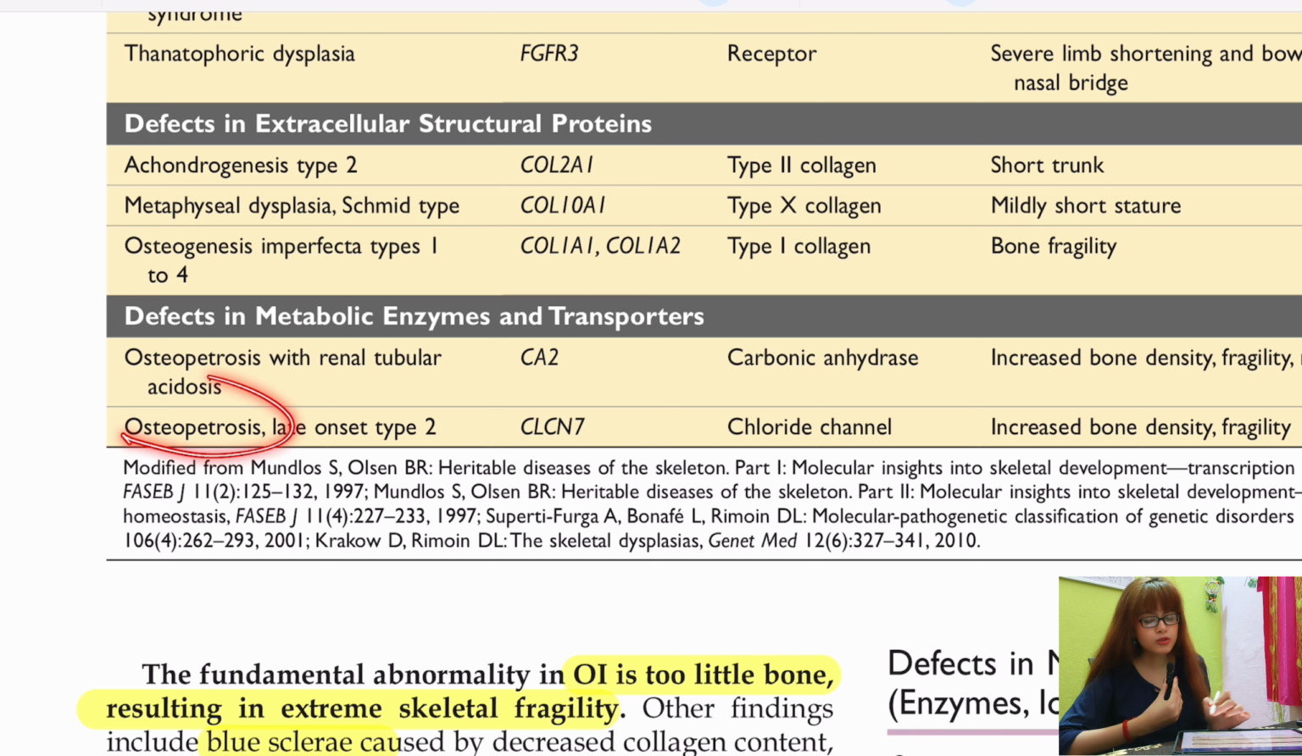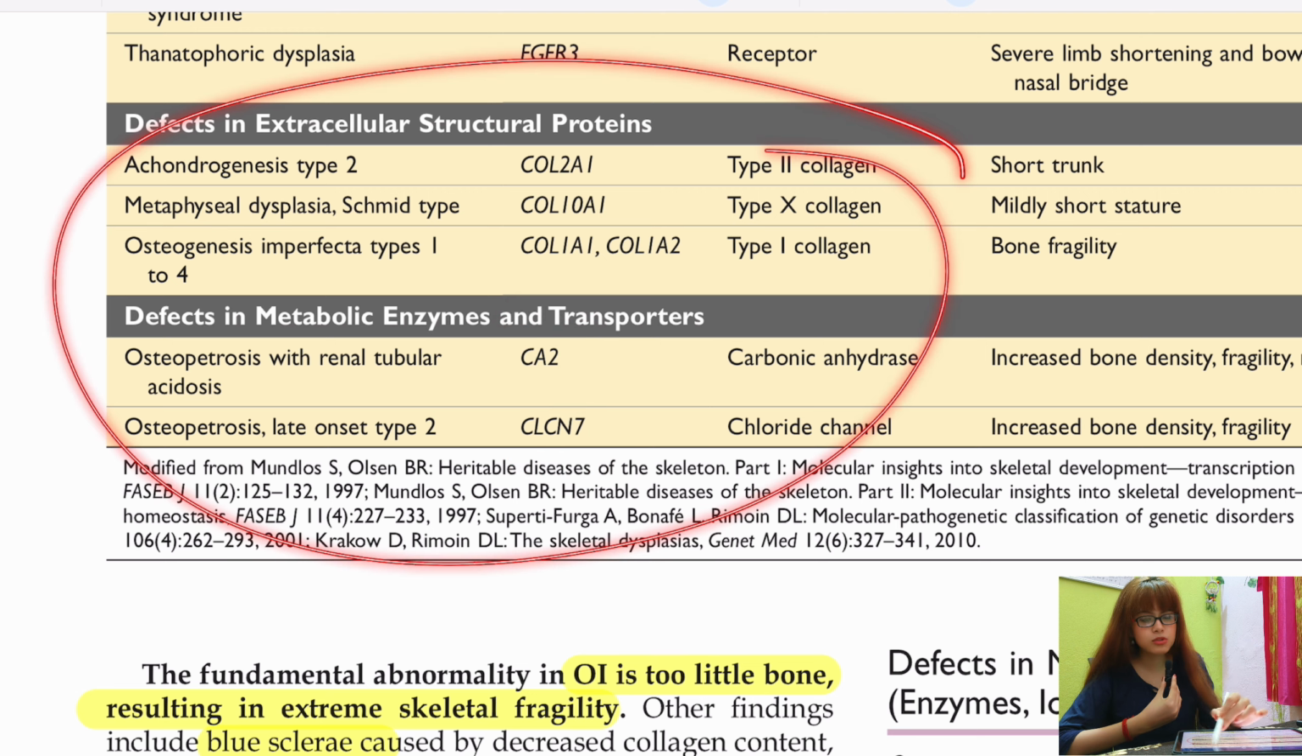Okay, and osteopetrosis, the late onset type 2, has a defect in the chloride channel. So osteopetrosis has two forms. Number one is where there's a defect in the carbonic anhydrase enzyme, and the other where there's a defect in the chloride channel. So these are the genes which are important.